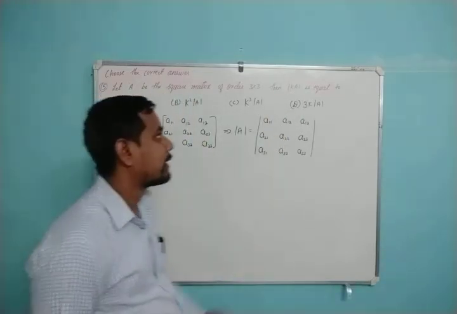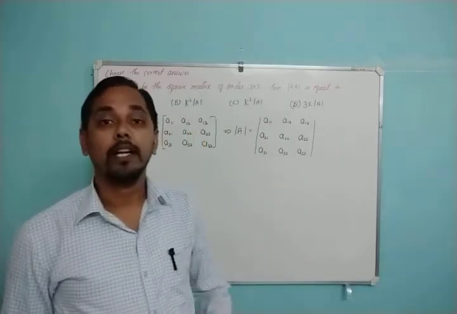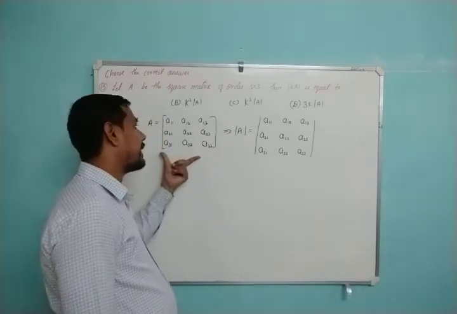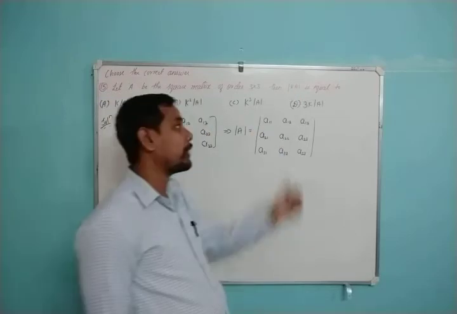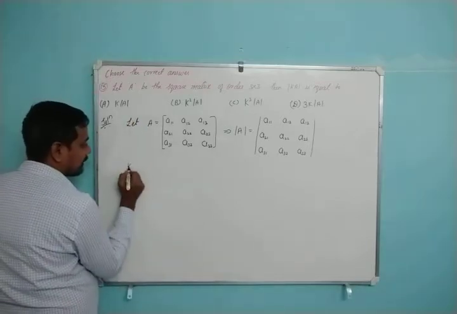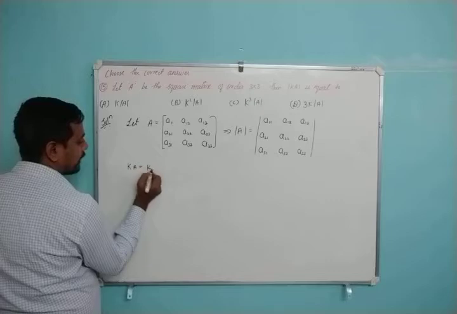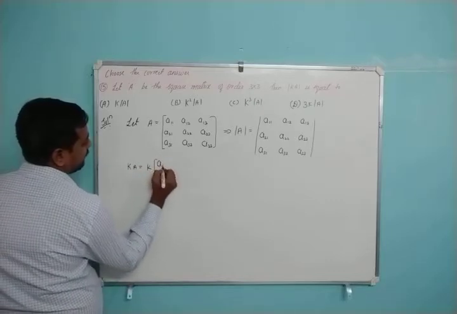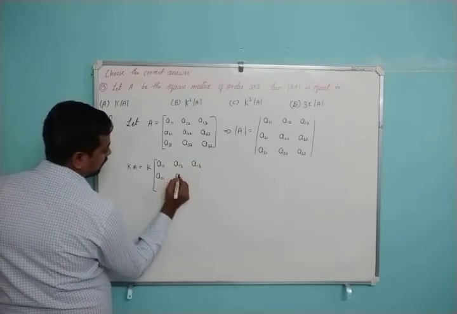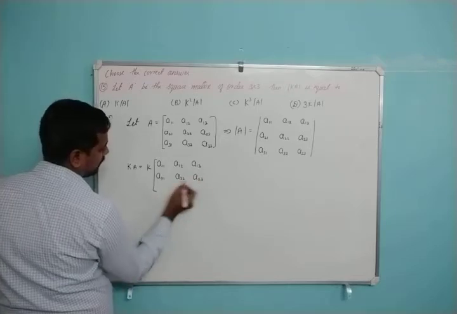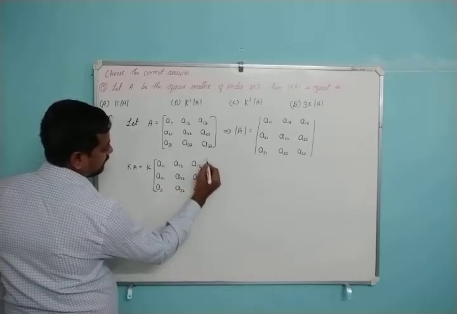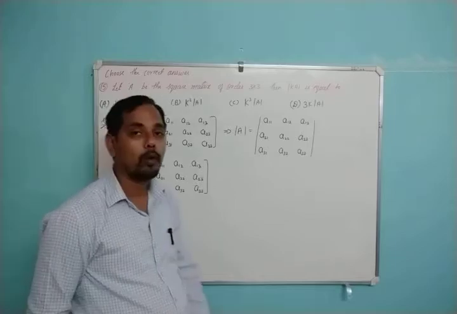In order to get the value of determinant of K into A, I should know the matrix K into A. As to form determinant A, I have made use of matrix A, so to form determinant of K into A, I need a matrix of K into A. So K into A is equal to K times the matrix A11, A12, A13, A21, A22, A23, A31, A32, A33.